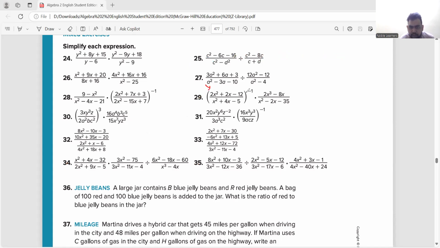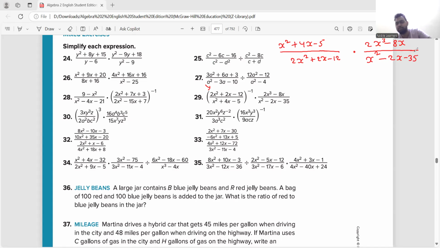First of all, how to deal with this negative one? Flip. So I will write x square plus 4x minus 5 upon 2x square plus 2x minus 12, and then times 2x cube minus 8x divided by... now think, you have to use all your superpowers for this. It's not tough, it's very easy, trust me. You just have to think a bit about how to factor the things. If you are good at factoring, then this is easy.